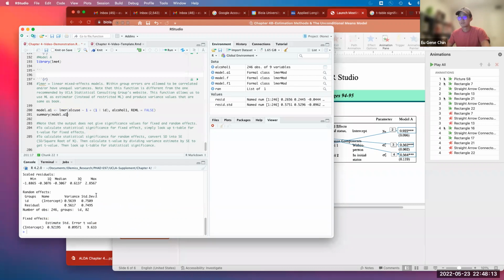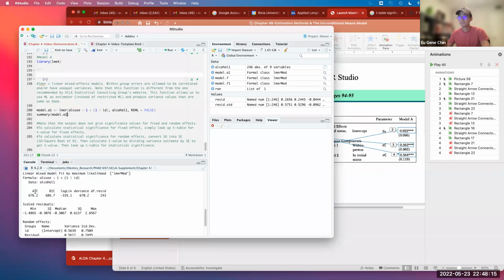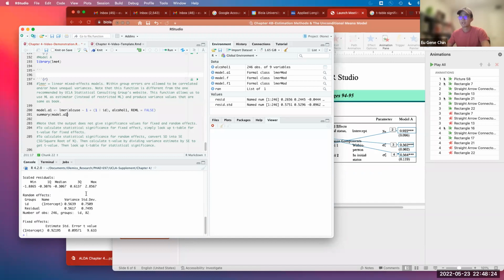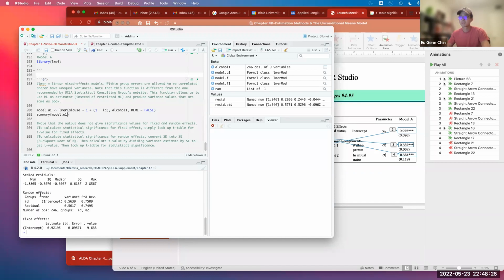And so here we go. You've got a few goodness of fit statistics. We'll talk more about AIC, BIC, and the deviance statistics in another video. But for right now, let's just focus on the fixed effects and the random effects. The fixed effect is 0.92195. It gives you a t-value together with that, which if you compare with a t-table, will let you know that it is statistically significant.